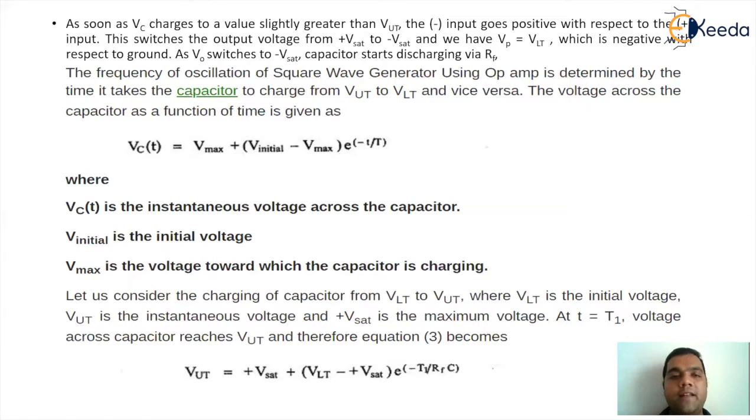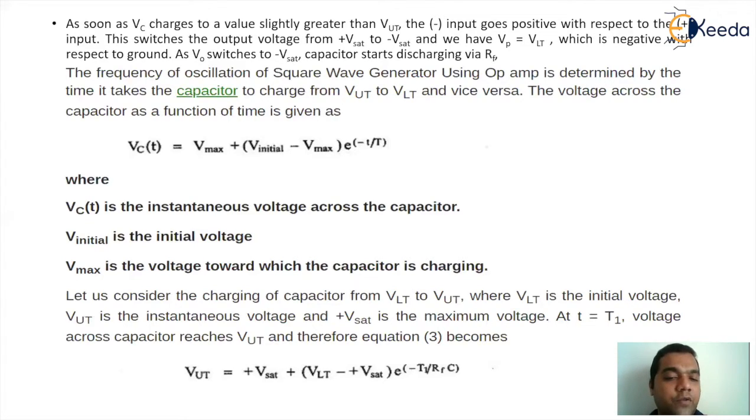So now when I define the value of Vmax and Vinitial, the initial charging starts from the lower threshold and the maximum it can charge is +Vsat. So that's the reason the maximum voltage that the capacitor can charge is +Vsat. And since we are considering half of the cycle, the initial value will be the lower threshold value. So the equation gets modified: whenever we are talking about the charging of the capacitor, it can charge maximum up till the upper threshold. So Vc(t) can go max up to the upper threshold.